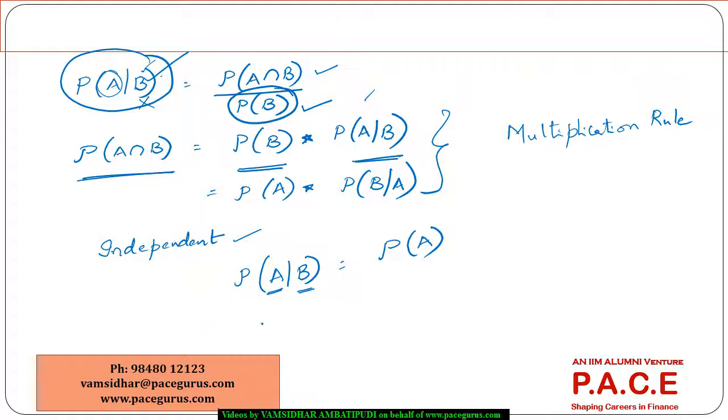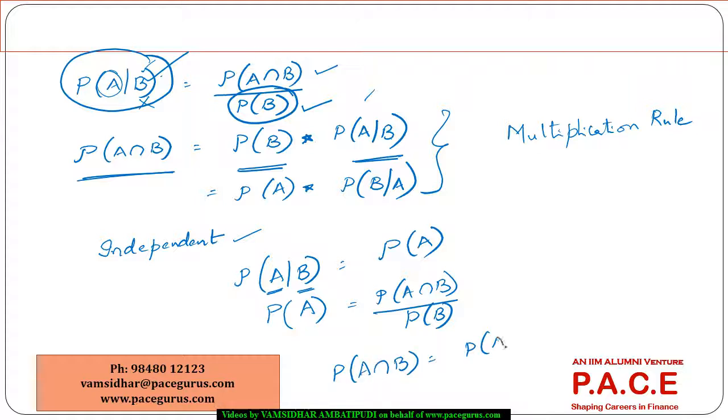Right? So even when we are talking about probability, if I am trying to find out the probability of A given B, now it is becoming probability of A itself. Which means probability of A is nothing but probability of A intersection B divided by probability of B, which in other terms is becoming probability of A intersection B, simply the multiplication of the two probabilities.